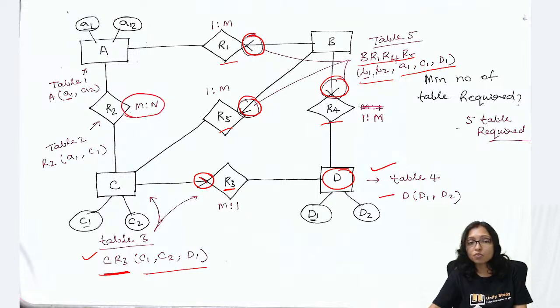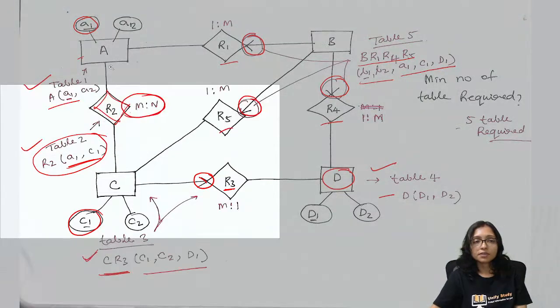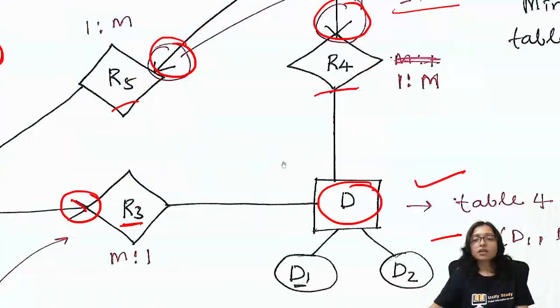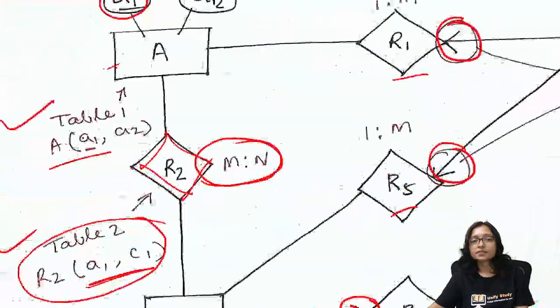Here this is many to one, many. Because here there is no key constraint, it is many to many. In many to many I have to make a separate table R2, and here I have to take the candidate key of this one, and this is the primary key of this one, that is A1 C1. And here this table is separate. So this is table 1, table 2, table 3, table 4 and table 5. These are all the tables possible here.